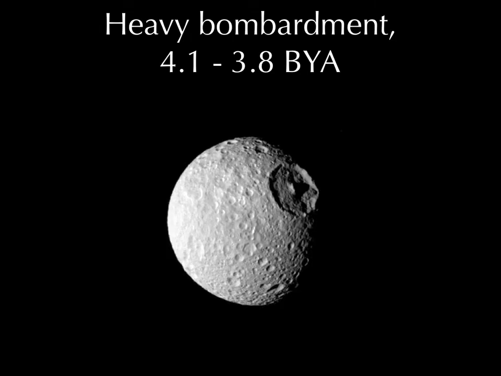Then there's a period of heavy bombardment: giant rocks hitting the Earth, melting the crust. This actually isn't Earth, this is Mimas, the moon of Saturn, but you get the idea. Things continued crashing, then it started slowing down. Is it done? No. Look at Russia last year. We still have things hitting, but a lot less frequently.